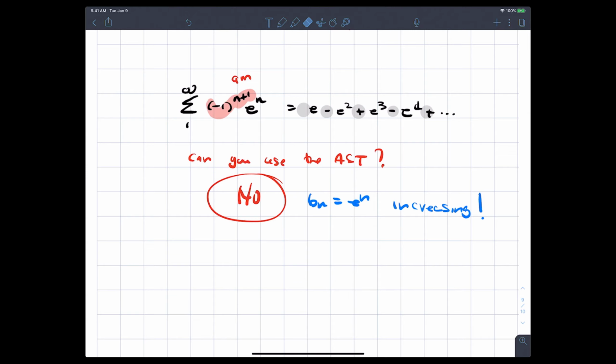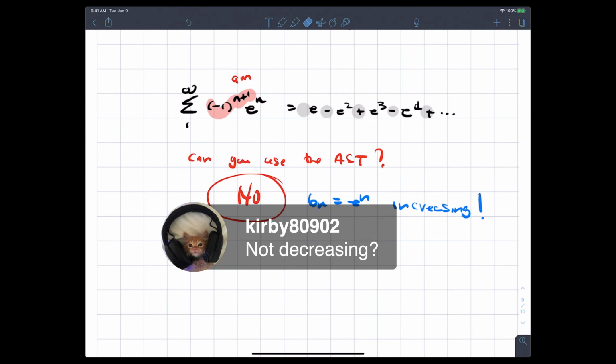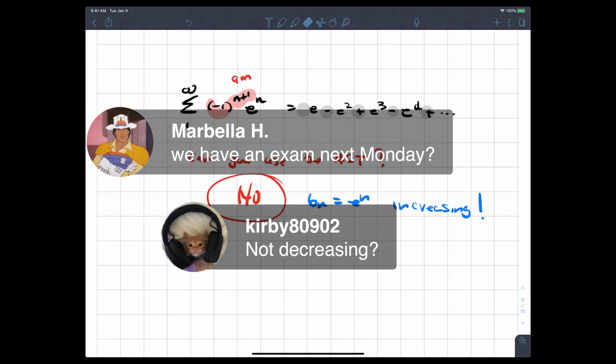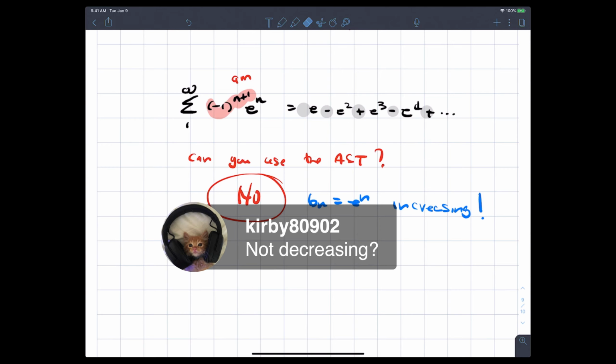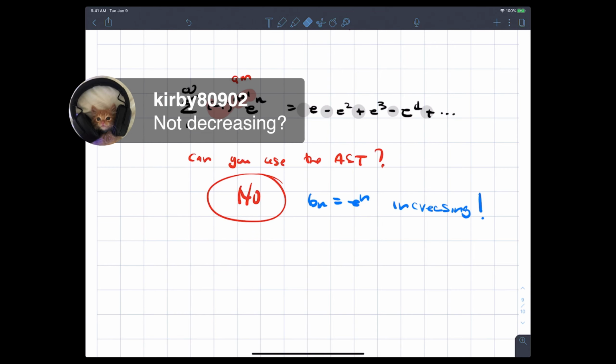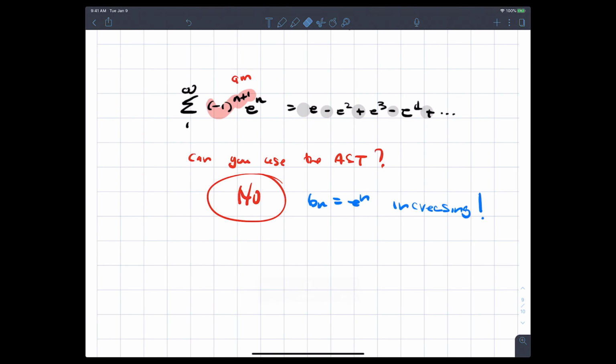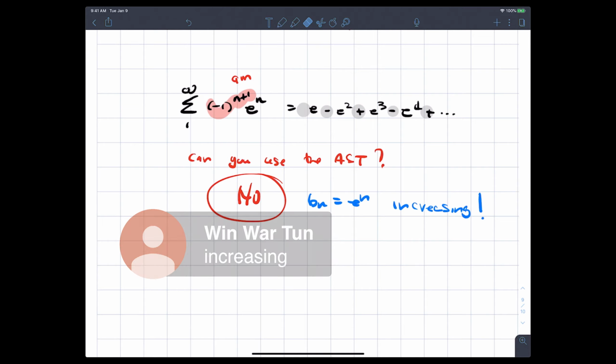That's right. So I think, yes, Marbella, I think we do. I'll double check the schedule. We'll check it together, right? It's not decreasing. Exactly. This is not decreasing. That's right. This is increasing.